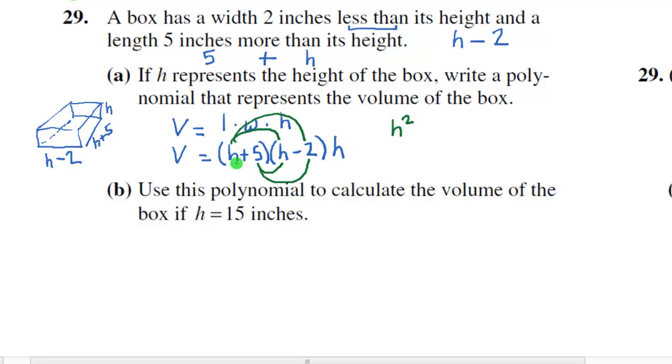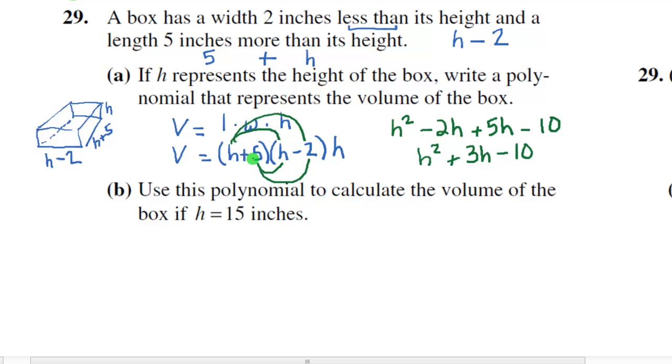H times h is h squared. H times negative 2 is a negative 2h. 5 times h is plus 5h. And 5 times negative 2 is negative 10. And we have these two like terms here in the middle. So we get h squared, and negative 2 plus a positive 5 is a positive 3h, minus 10. So that's multiplying the first two.